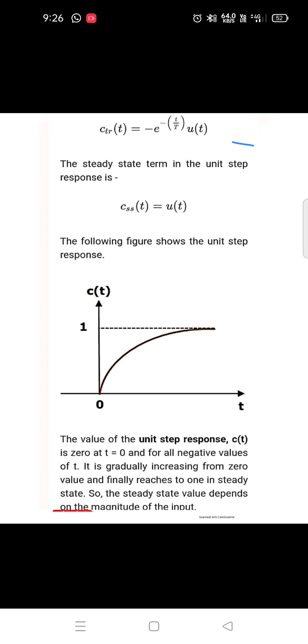So the final magnitude is 1, but at time t equal to 0, the magnitude is 0, and gradually when we increase time, it will gradually increase and settle at magnitude 1. So for all negative values of t, the unit step response is 0, and the steady state value depends on the magnitude of the input.